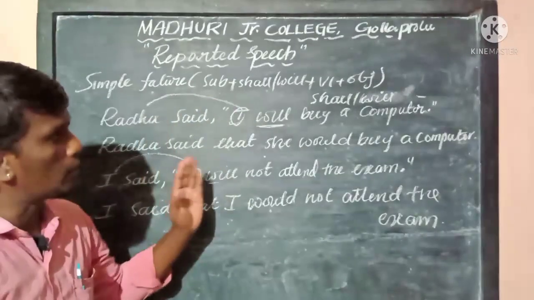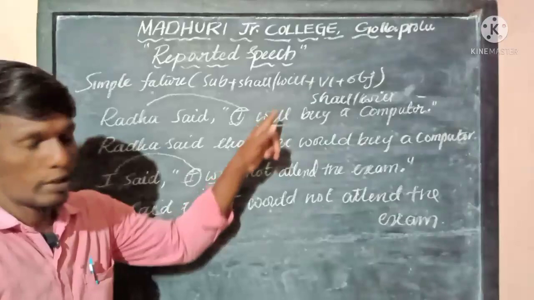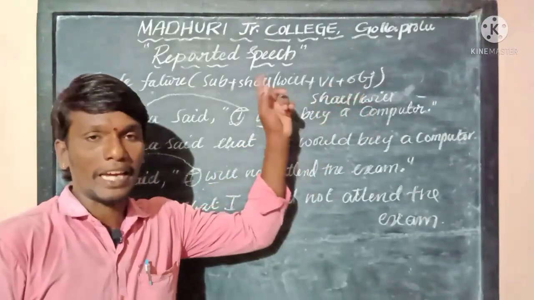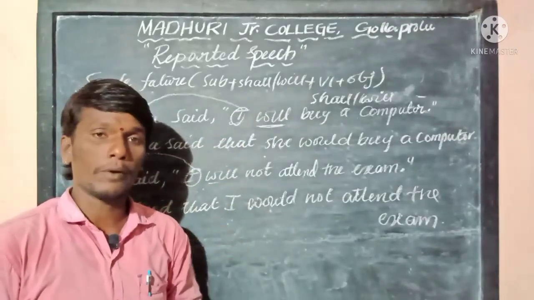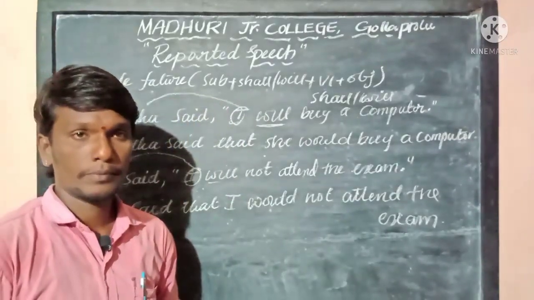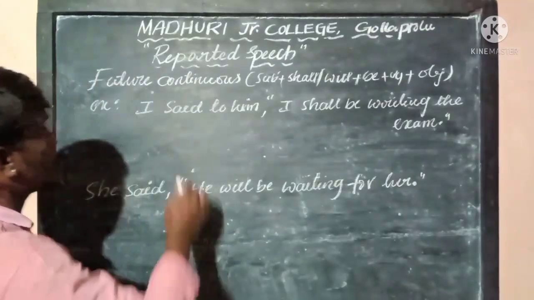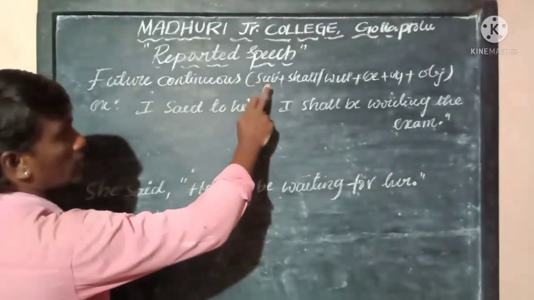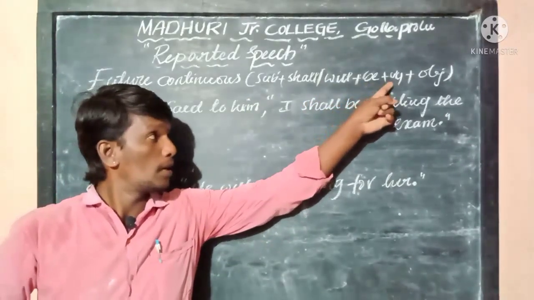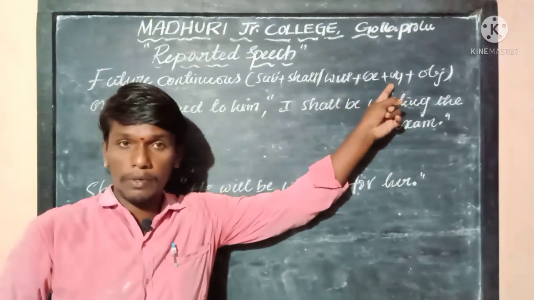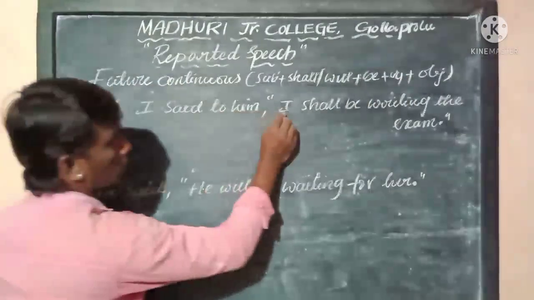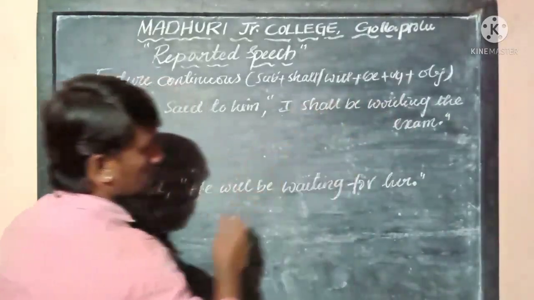So this is how simple future tense changes into the other tense. So whenever you come across shall or will or can, you should change them: shall becomes should, will becomes would, can becomes could, and may becomes might. Now let us change future continuous tense, right? Structure is subject plus shall or will plus be plus V4, where V4 is nothing but V1 plus ing, plus object. Here see, I said to him, I shall be writing the examination.